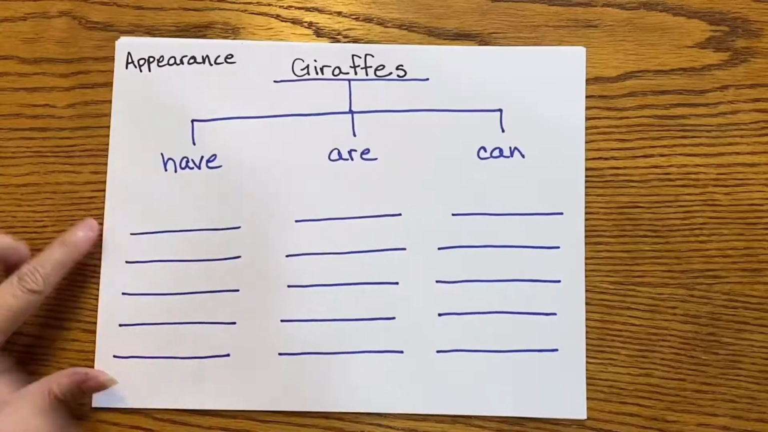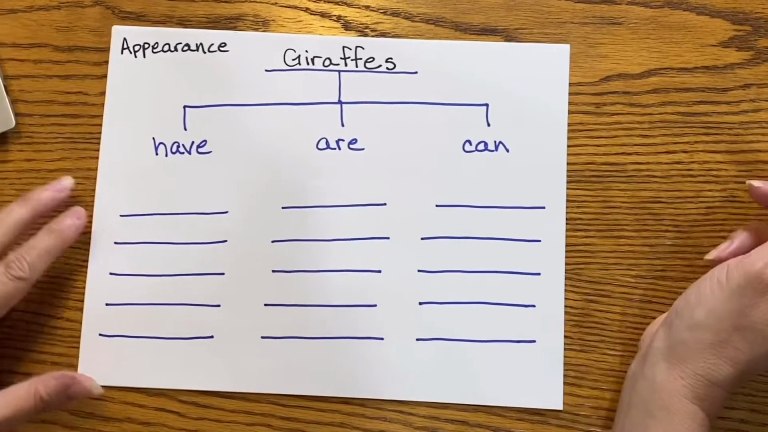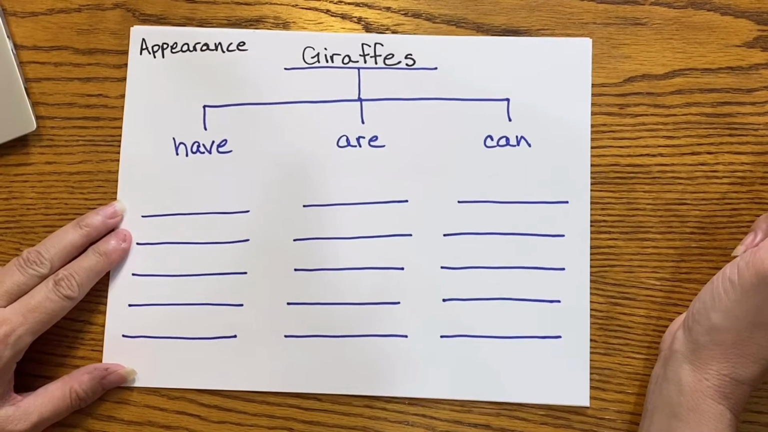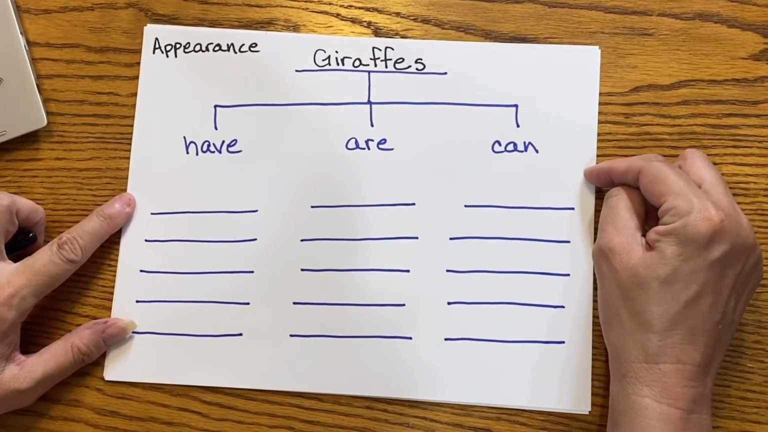You may wonder what research means. Research means that you look for facts about certain topics. The topic we're going to research are our animals. So let's get started. Okay, the first thing you're going to need to do to research your animal is to create a tree map like this one.